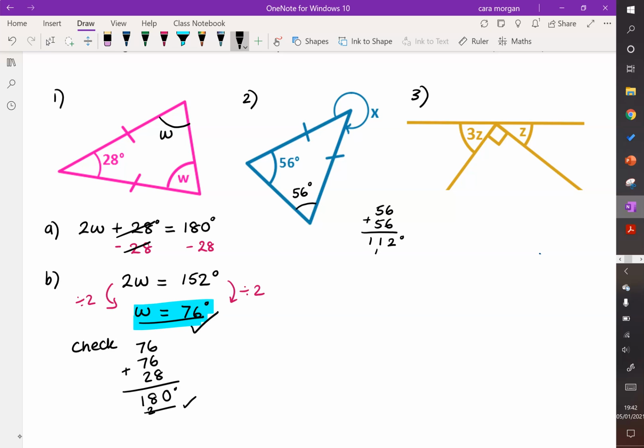Now, because I know that all of the angles in a triangle add up to 180 degrees, I could find out the missing angle at the top there. So all I'd need to do to find the missing angle is do 180 subtract 112 degrees. And I should have 68 degrees. So I do believe that is 68 degrees.